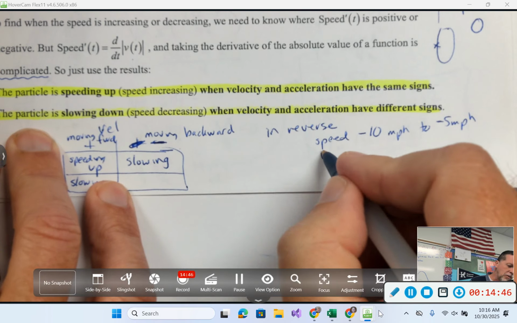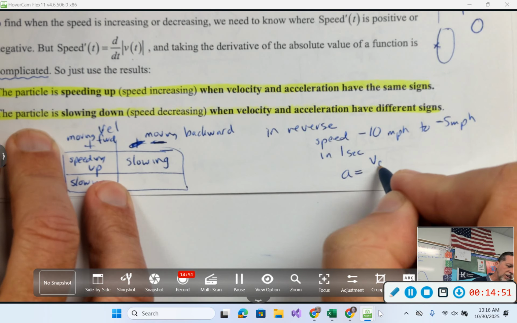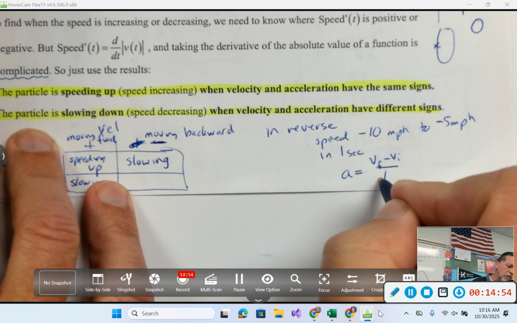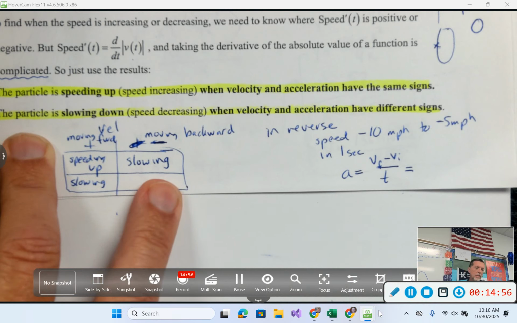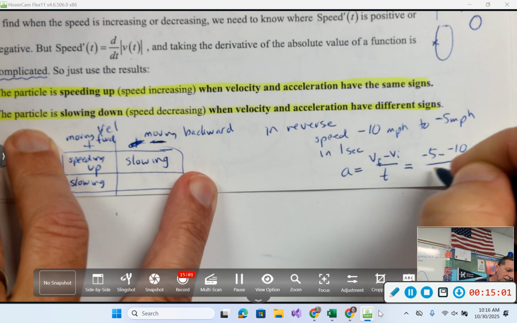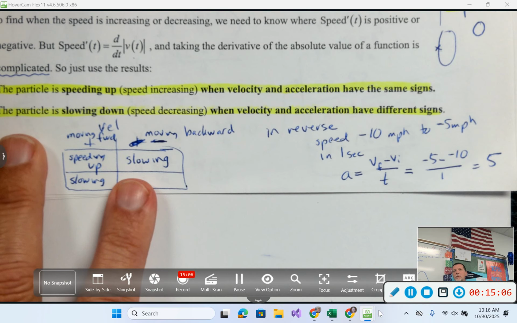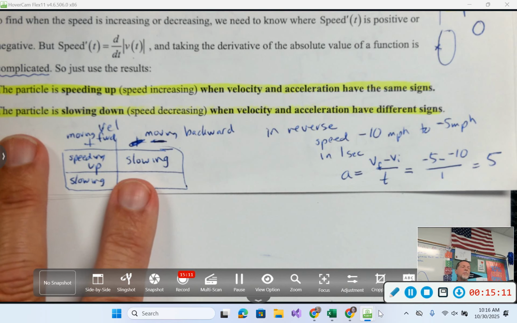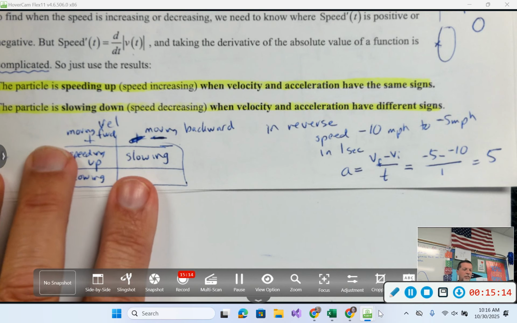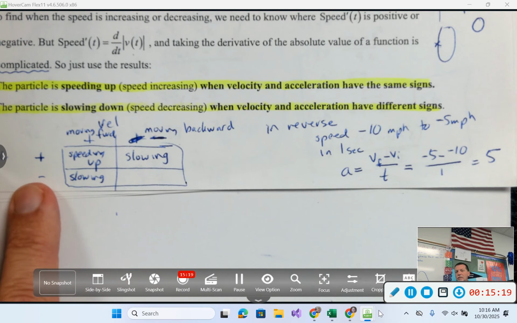And let's say that happens in 1 second. We'll use some physics here. V final minus V initial over time. Your final was -5. Your initial was -10 in 1 second. So not worried about units, but your acceleration would be positive because your velocity is changing in the positive direction. You're headed toward the positive direction because you were going really negative and now you're going less negative, so your acceleration is positive. That's weird.